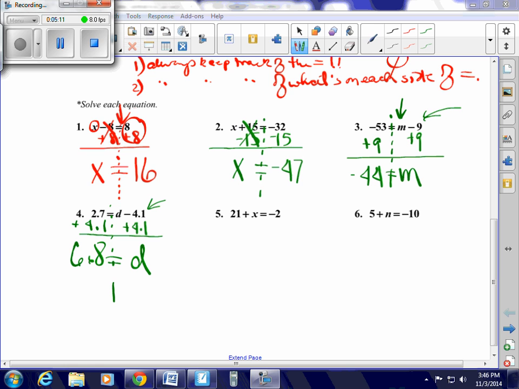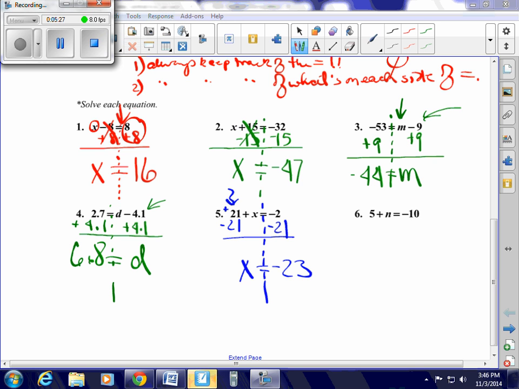In number 5, here's your equal sign. Always keep track of that. We need to cancel out the 21. It is a positive 21, so it'll take a negative 21 to cancel that out. Whatever you do to one side, you do to the other. X is equal to negative 23.